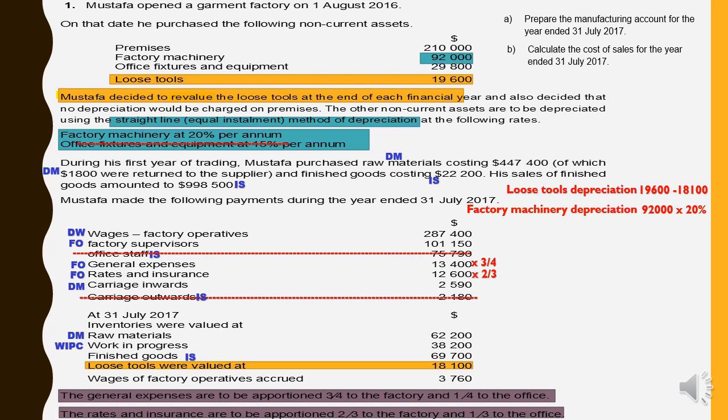Oh, another one. Can you see the note? Wages of the factory operative is 3,790. Accrued closing. If it is accrued closing, do we plus or minus? You remember, accrued closing, we need to plus. Okay, we have done everything.